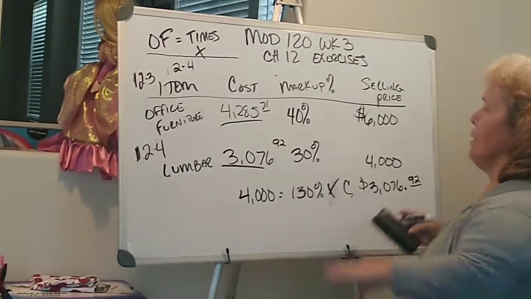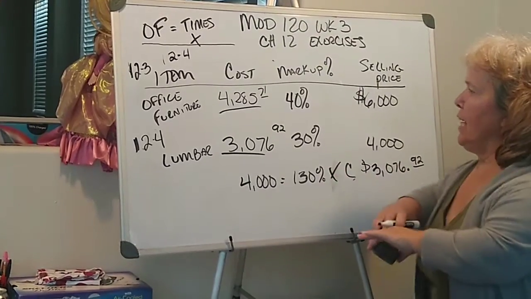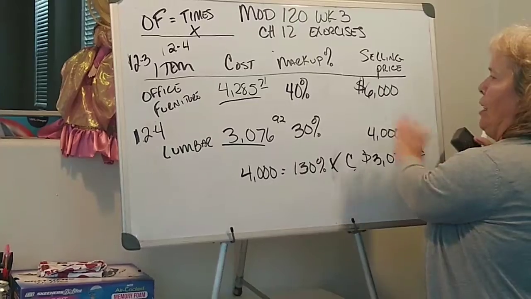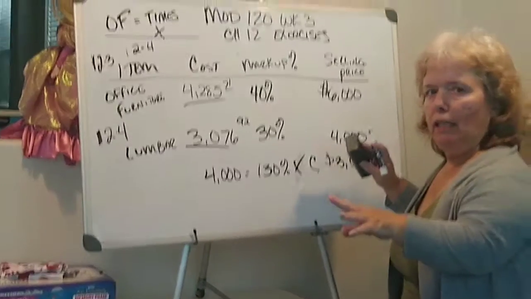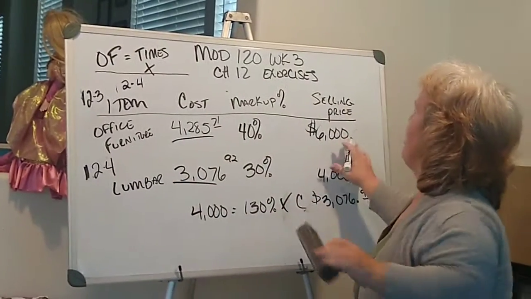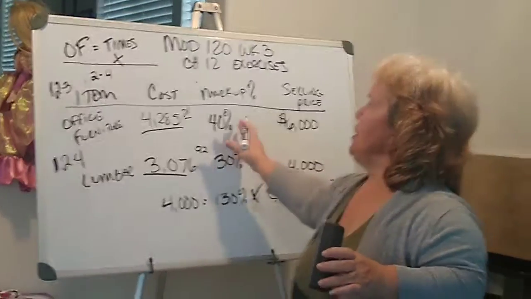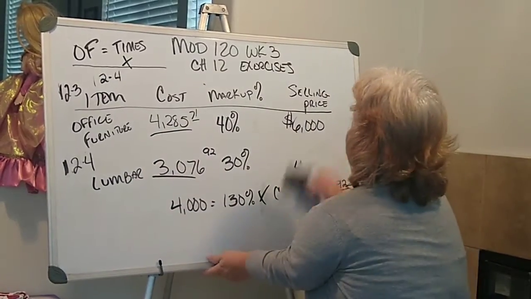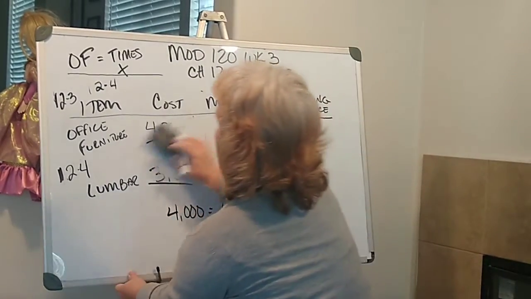Okay? Those are the answers to those two problems, but I'm going to erase this and I'm going to write the formula again. I want you to see the formula. So when we have the selling price, we have the percentage of the markup, and we need the cost, this is the formula you need to use.